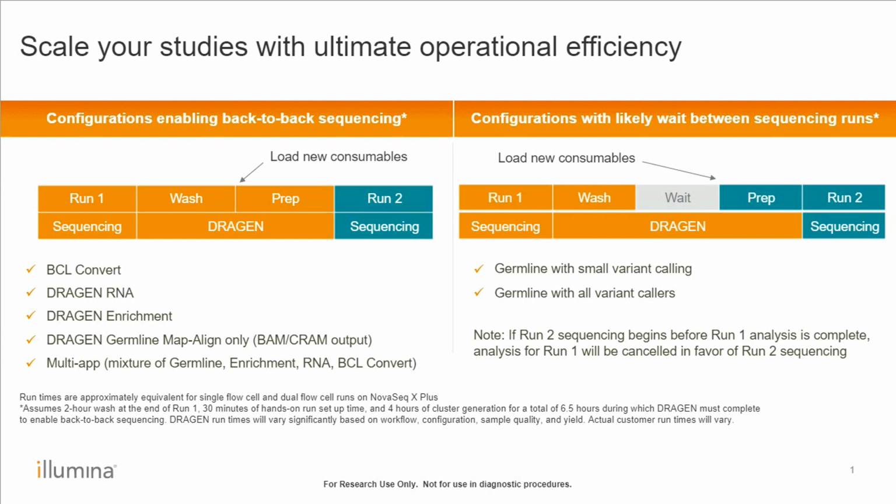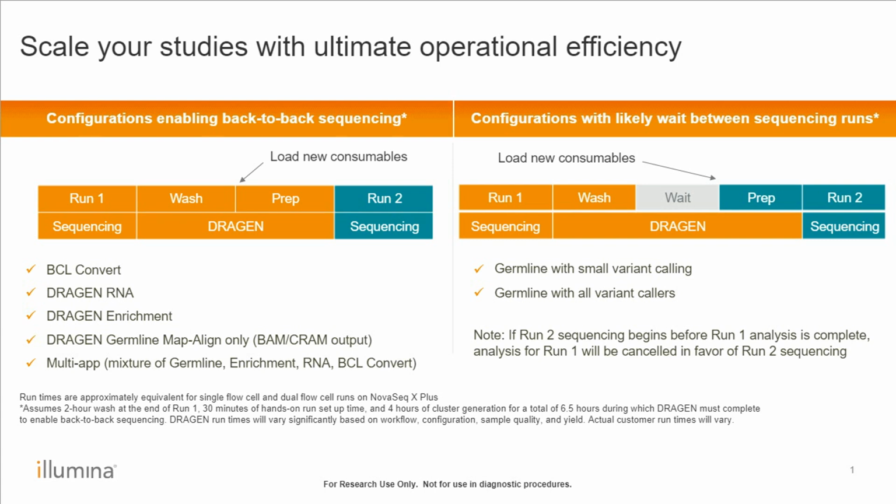DRAGON onboard delivers speed, flexibility, and a high degree of operational efficiency, accelerating your sequencing workflow turnaround. On the slide here, you can see how with DRAGON on board, you can do back-to-back sequencing, essentially doing your analysis during the wash and prep time between your runs. This is assuming a 2-hour wash time at the end of run 1, 30 minutes of hands-on run setup time, and 4 hours of cluster generation for a total of 6.5 hours.